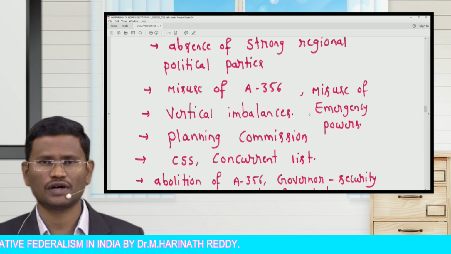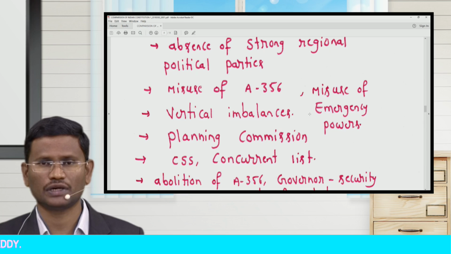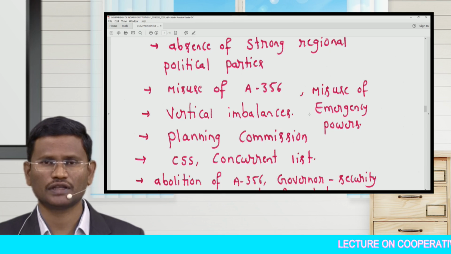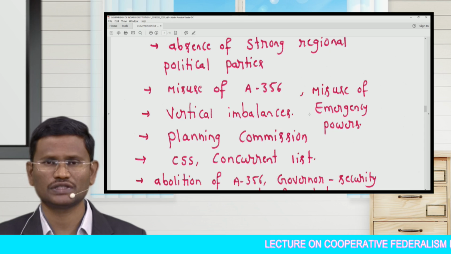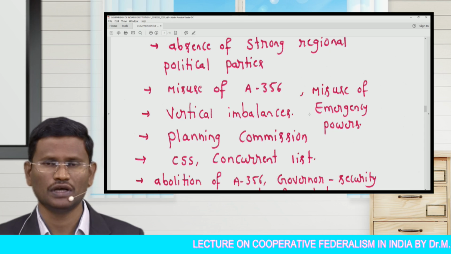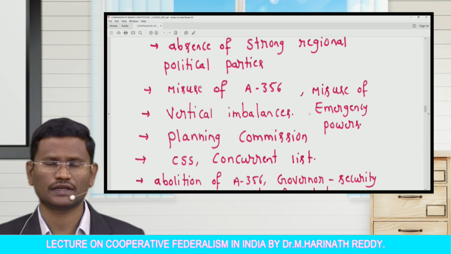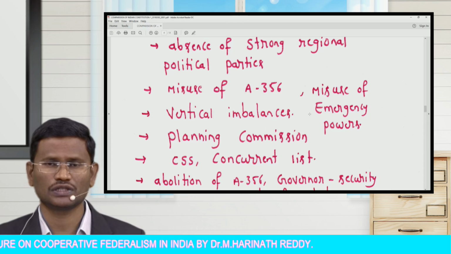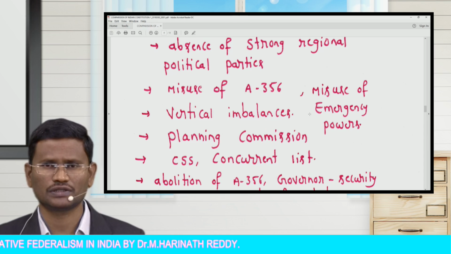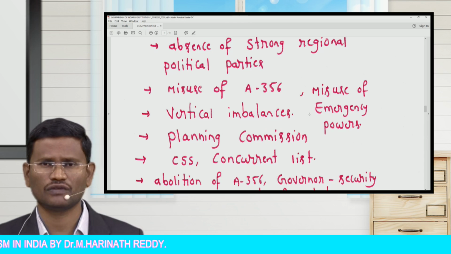The misuse of Article 356 has come down greatly because the center is very much dependent on the regional political parties. Any attempt made by the central government to misuse Article 356 was severely resisted by the regional political parties, and the central government has kept away from misusing Article 356 for fear of losing the support of the regional political parties for its continued survival at the national level.